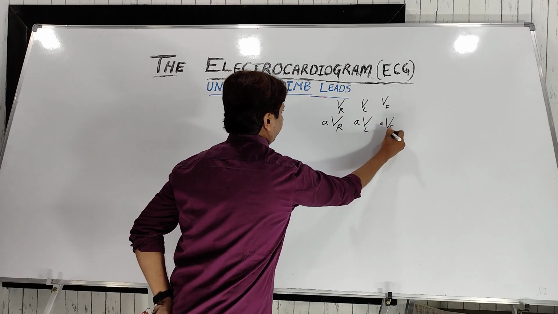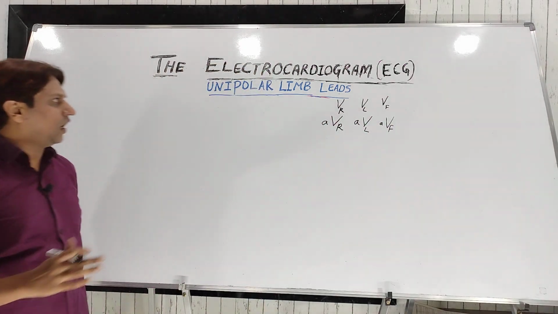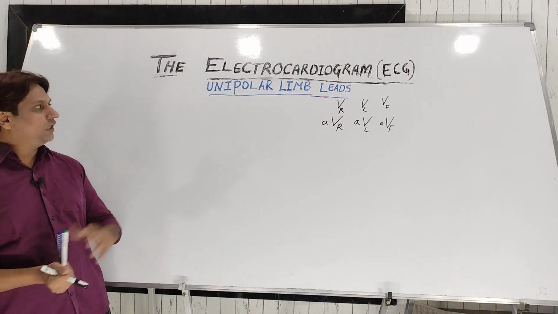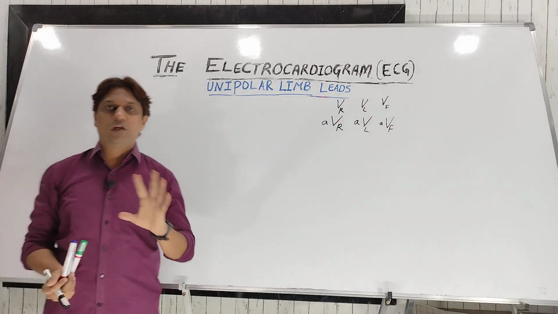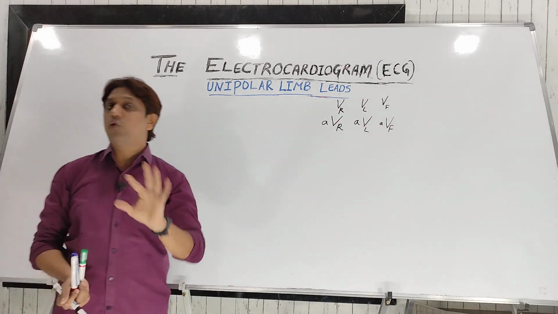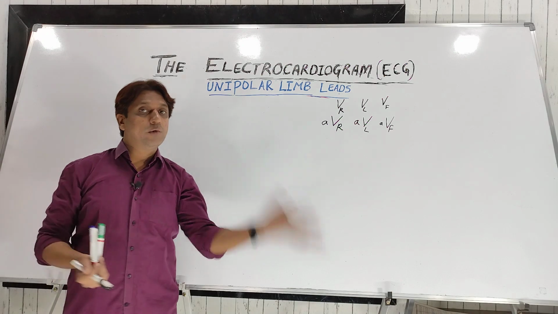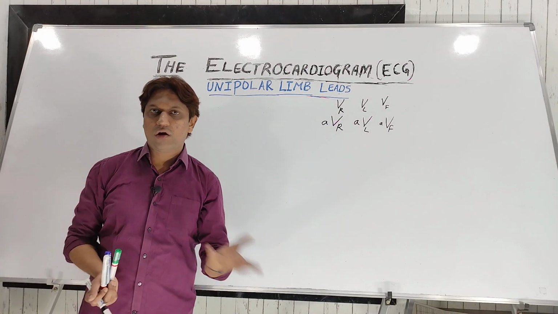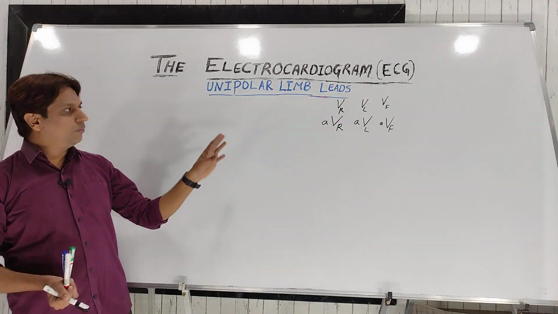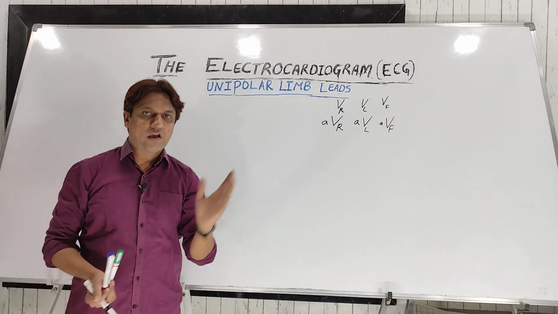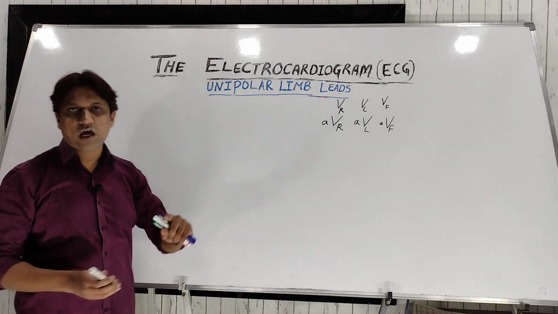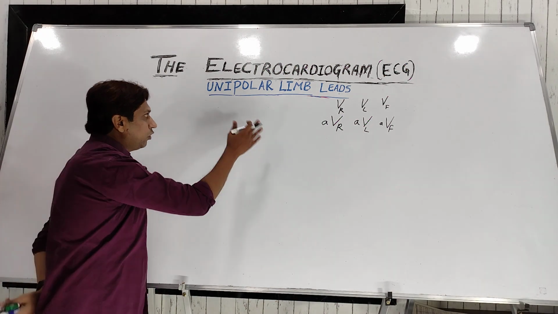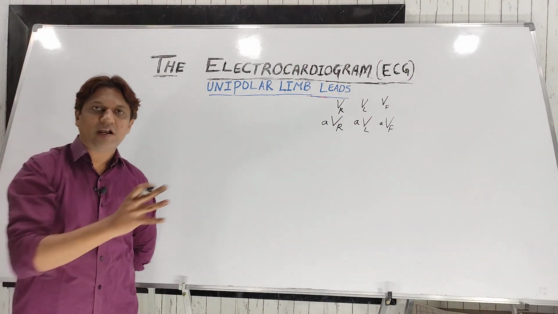Now we record the electrical activity using the augmented unipolar limb leads AVR, AVL and AVF. Before going into detail about the unipolar limb leads, we should know what was the need for them. The main thing to understand is the difference between bipolar and unipolar limb leads, and why these leads were introduced. Before that, we'll recollect what we studied in the last class regarding the bipolar limb leads. Quickly we'll revise that and try to understand the difference between bipolar and unipolar limb leads.